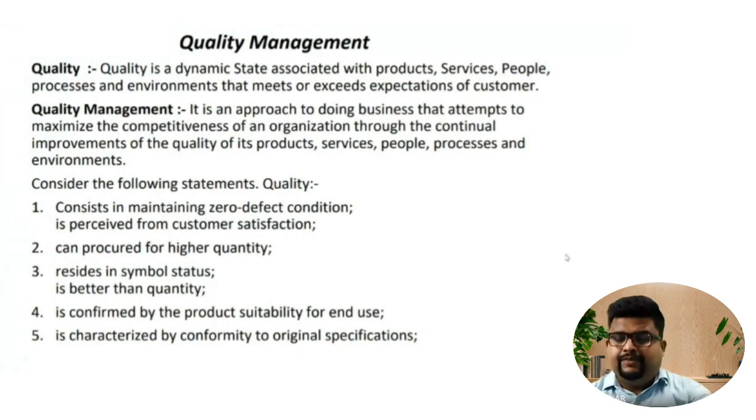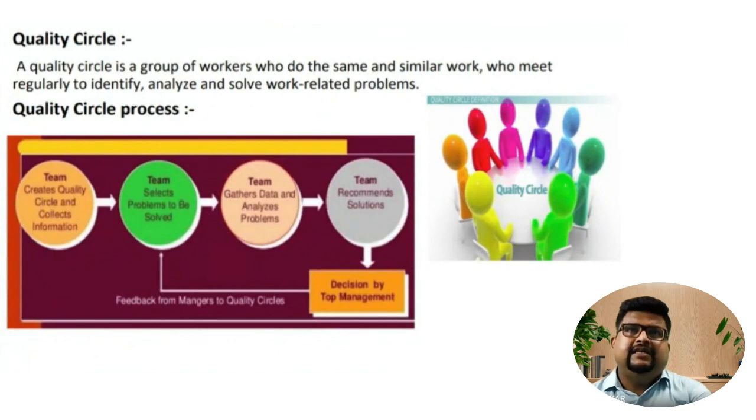कितने लोग एग्री करते हैं, जरा मुझे चैट बॉक्स में बताओ। अब ये क्वालिटी सर्कल का एक काम है, एक पर्टिकुलर एक्टिविटी है, उसके बारे में देखेंगे। स्लाइड देखा आपने, क्या लिखा है? A quality circle is a group of workers who do the same and similar work, who meet regularly to identify, analyze and solve the work related problem.